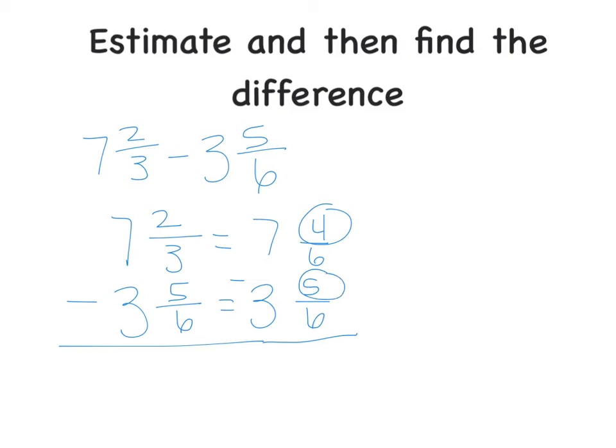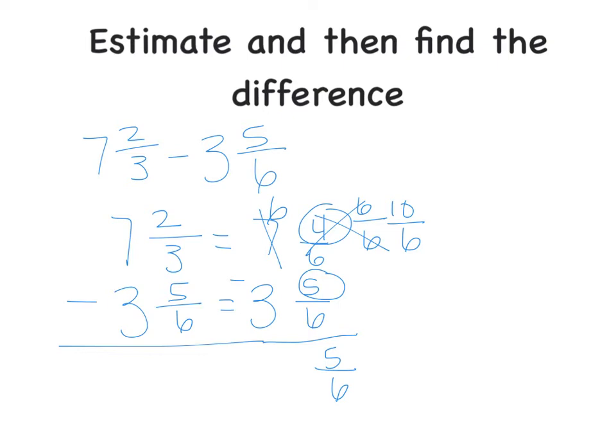So that means that I need to take one whole from this 7. So I'm going to turn that 7 into a 6 now. And I'm going to take the one whole, which would be 6/6, and combine it over here with my 4/6. So now I have 6/6 and 4/6, which is 10/6. Now I can subtract 10/6 minus 5/6. So 10/6 minus 5/6 is 5/6.